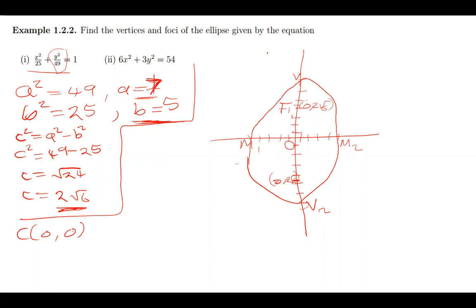Then from there we can also find the eccentricity. I said eccentricity is just given by c over a. So eccentricity is equal to c, which is 2 root 6, over a, which is simply 7. So this is our eccentricity. I think we have not forgotten anything. This is how you describe the ellipse.